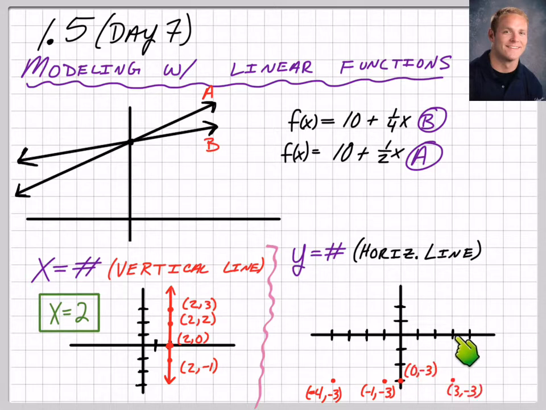3, negative 3, and one more for good measure, 4, negative 3. Now you've got 4 points. You can already visualize it. Let's go ahead and make that line through there.